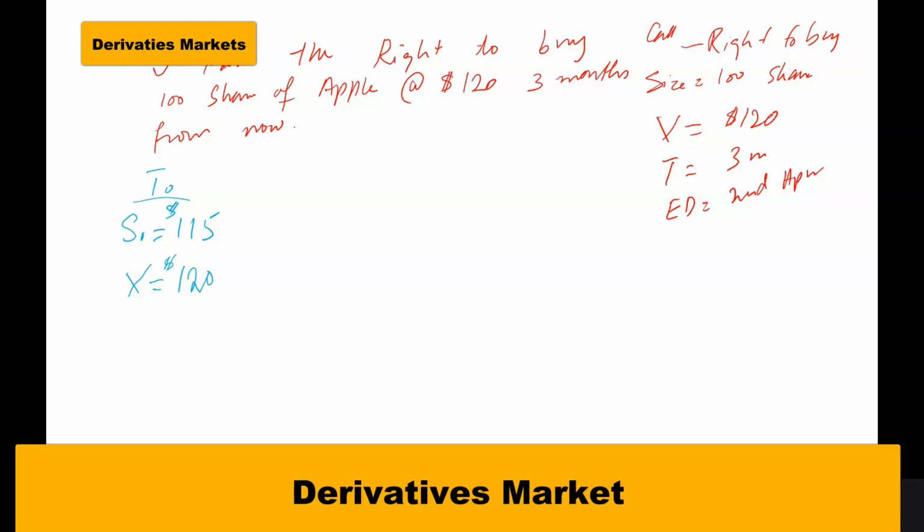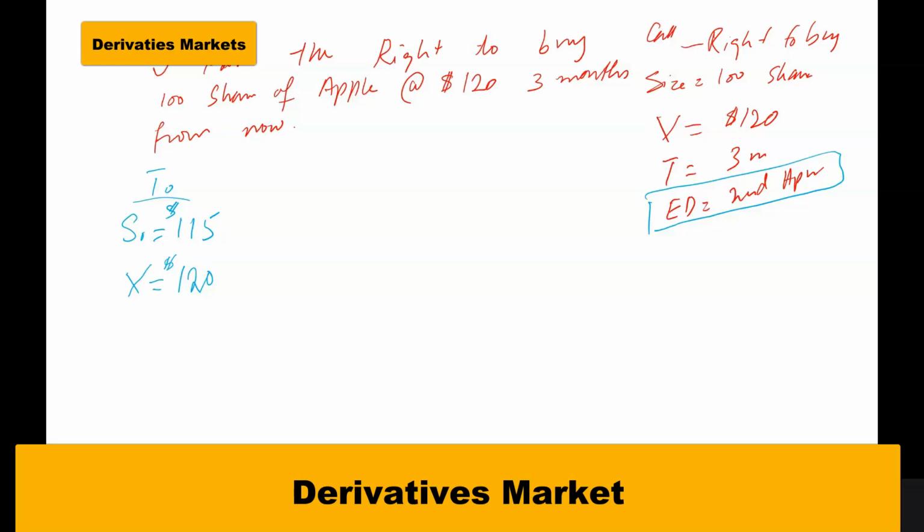I have the right to buy it at $120. If it is a European option, I cannot exercise it till 2nd of April, because a European option, whether call option or put option, can only be exercised at the expiration date, and that is 2nd of April in this case. However, if it is an American call, I can exercise it at any point of time before expiration, provided it is worthwhile.